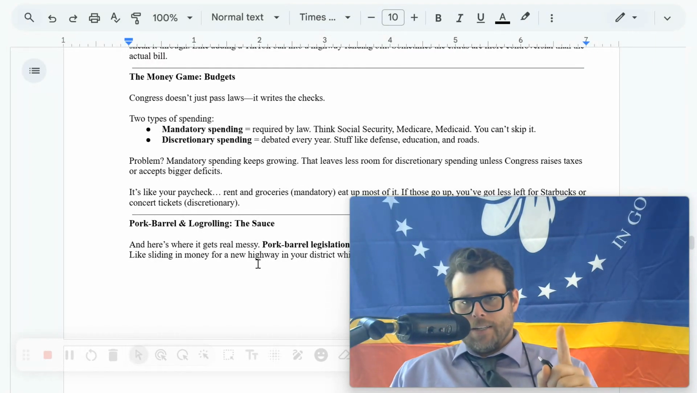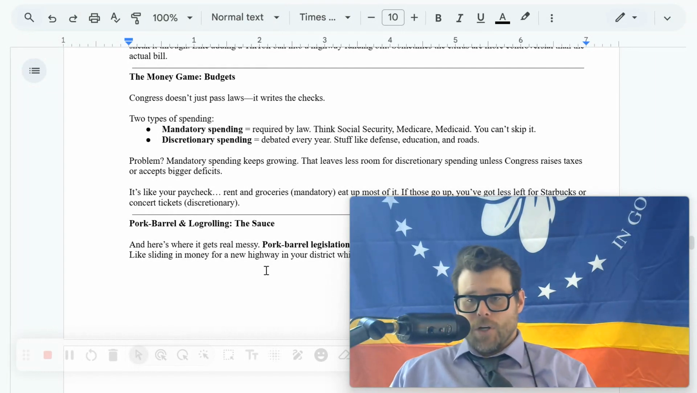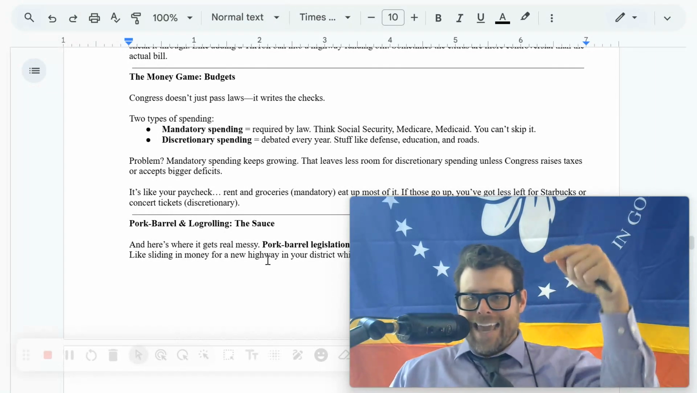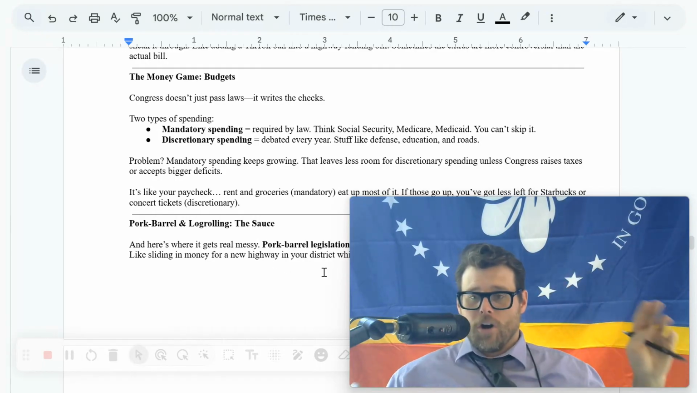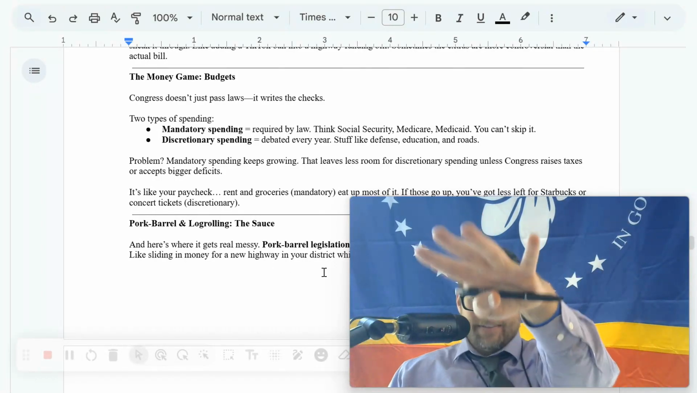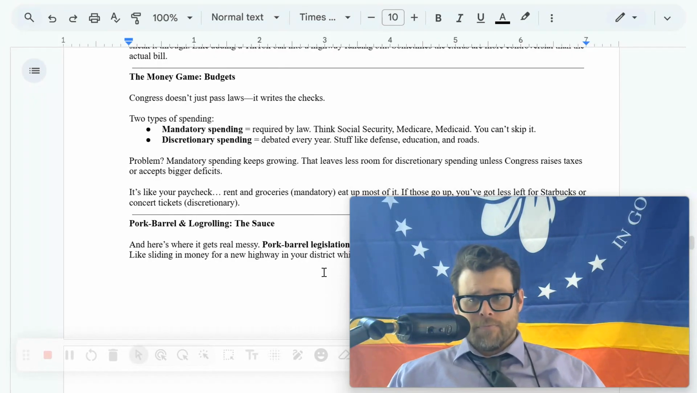Two types of spending. You got mandatory spending, required by law. Think Social Security, Medicare, Medicaid. You cannot skip those. Those are non-negotiable payments we have to have every year in our federal budget. If it's not there, big no-no. And then you have discretionary spending.